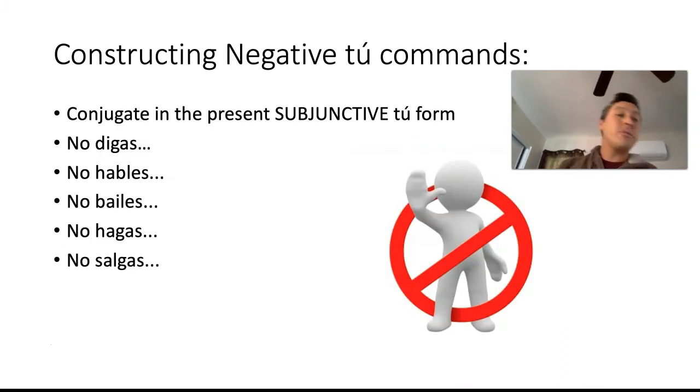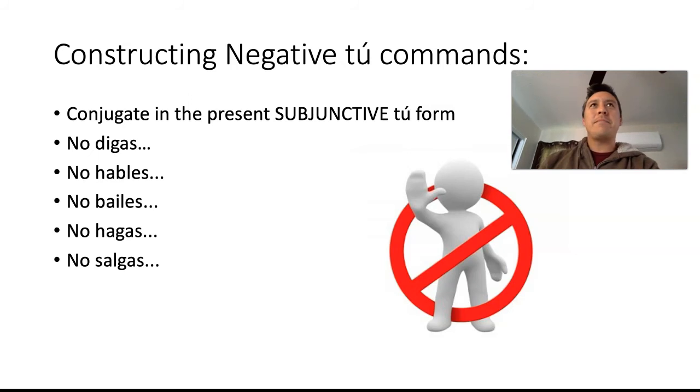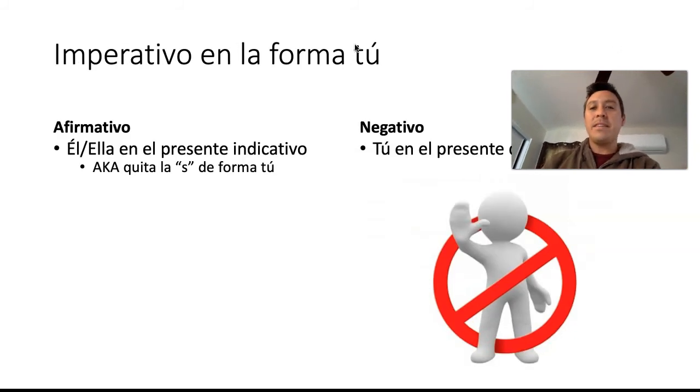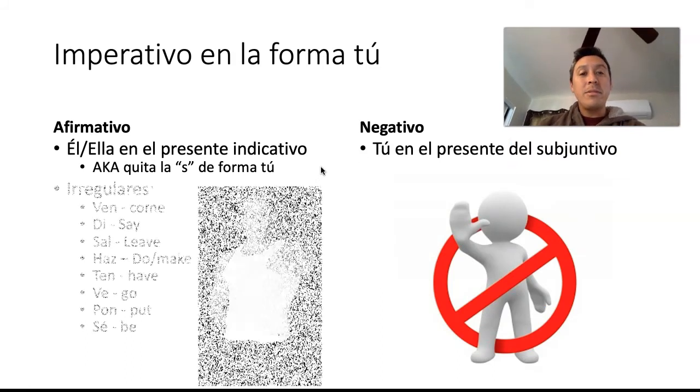No hables, no digas, no bailes, no hagas eso, no salgas, no comas esa pizza, no toques mi oreja, no hables así. So if you want to make it a negative command, you use the subjunctive form and put a no in front of it. And you now have all of the tú form commands at your disposal. If it's affirmative, you just use the regular tú form and drop the s. If it's a negative, you use the subjunctive.